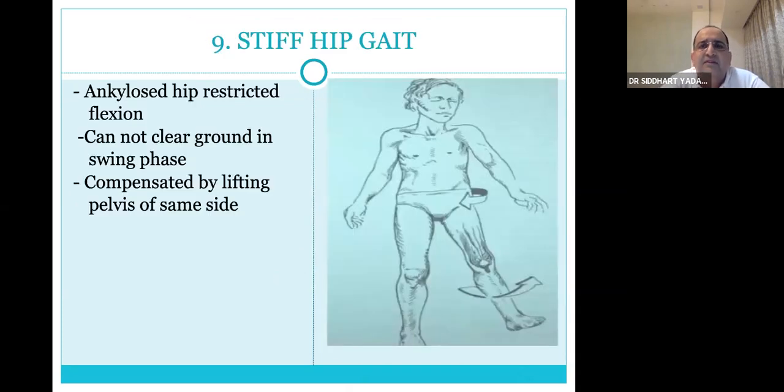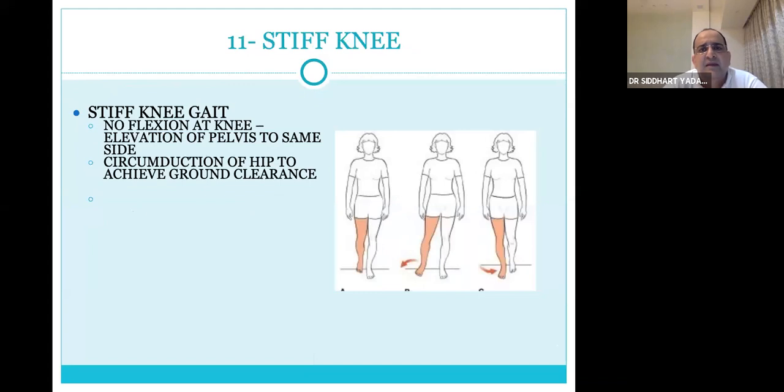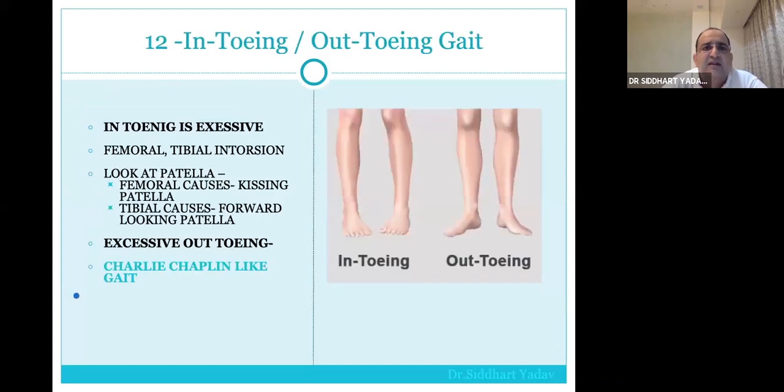Now, what is stiff hip gait? When the hip is ankylosed with restricted flexion, the person cannot clear the ground in swing phase, which is compensated by lifting the pelvis on the same side. Genu recurvatum gait, or hyperextension gait: in paralysis of the hamstring muscle, the knee goes into hyperextension while transmitting the weight in the mid-stance phase. It is seen in poliomyelitis. Stiff knee gait: there is no flexion at the knee, so there is elevation of the pelvis on the same side with circumduction of the hip to achieve ground clearance.